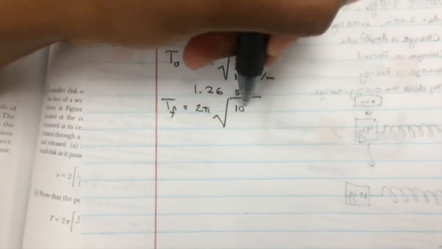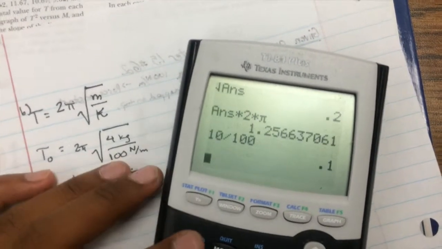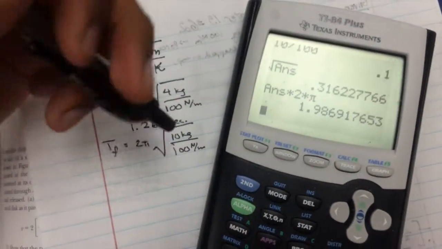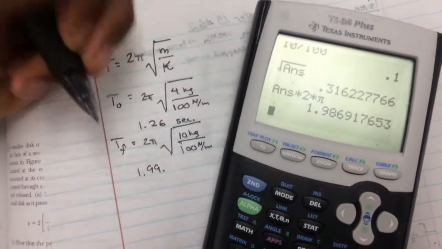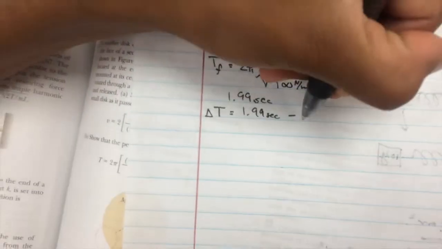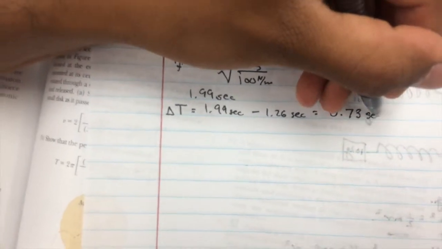Remember, period is measured in seconds. Then our T final is going to be 2 pi. What's our new mass? Our new mass is 10 kilograms divided by 100 newtons per meter, because spring constant stays the same. Divide this by 100, take the square root of that, and multiply by 2 times pi. So our new period is 1.99 seconds. So our change in T is going to be 1.99 seconds minus 1.26 seconds, which is equal to 0.73 seconds. Cool.